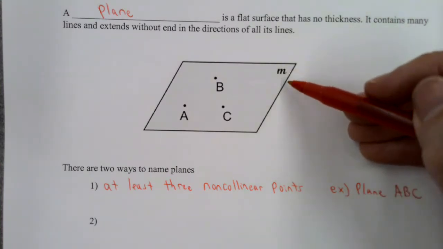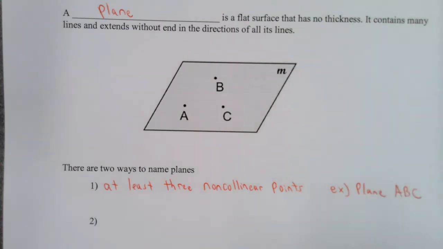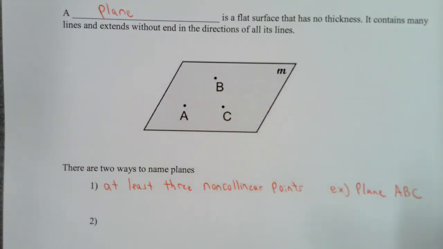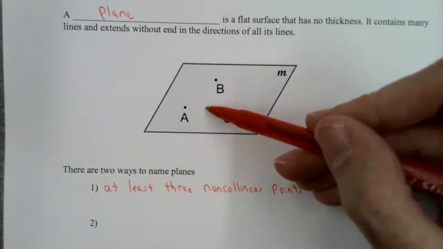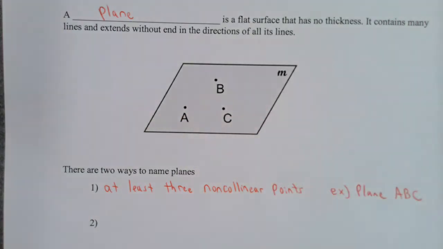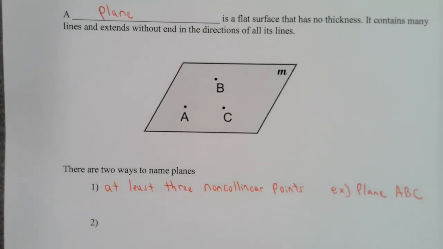This is not a point, by the way. That's not a point. There's no dot next to it. So these are your 3 points. You have to make sure the points are not collinear. You have to make sure the points are not on the same line. They have to be non-collinear. So if B was down here, for example, and A, B, and C were all on the same line, you cannot name a plane like that. 3 points have to be non-collinear.